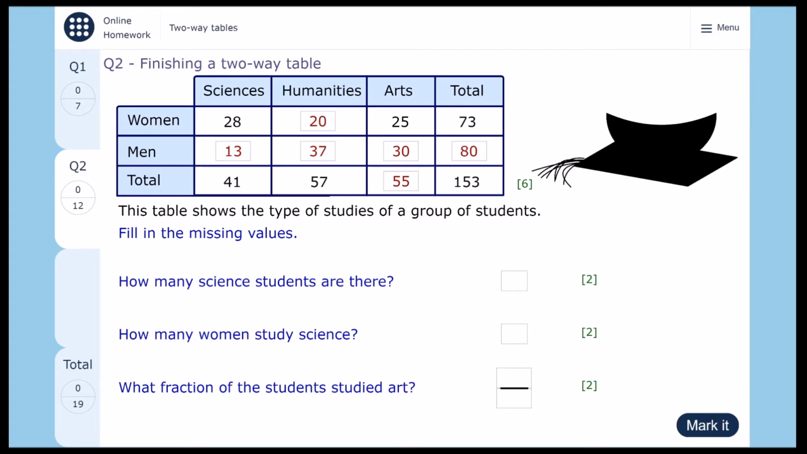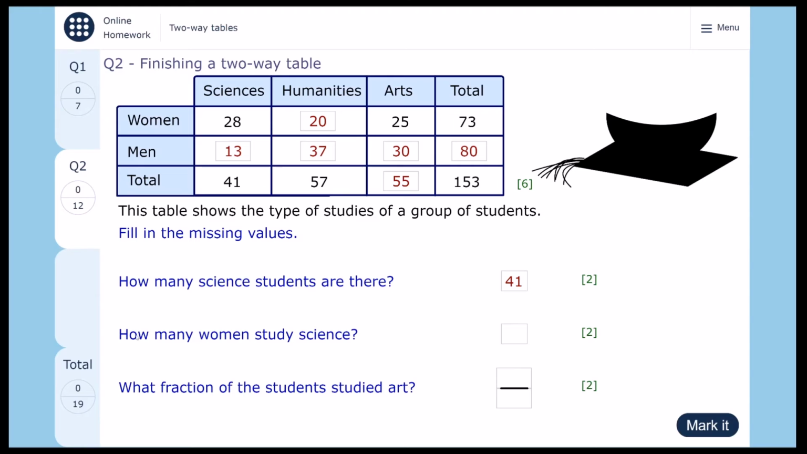Once you've completed your two-way table, you may be asked to interpret it and answer some questions. There are 3 examples of this at the bottom. The first question asks how many science students are there. If I look in the science column, I can see that there's 41 students in total, so my answer is 41.